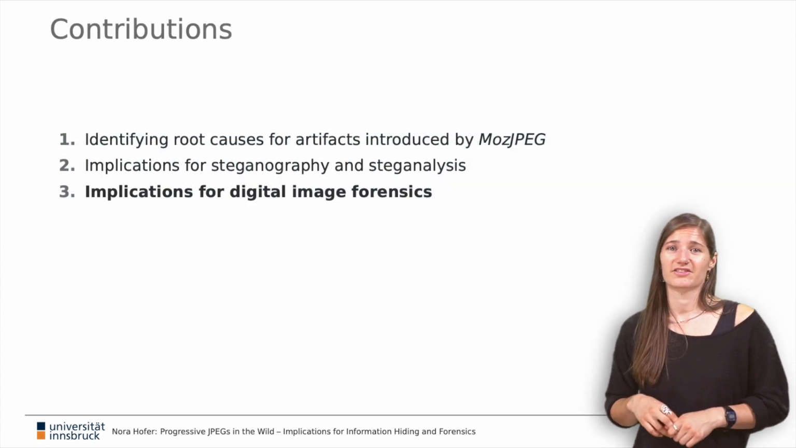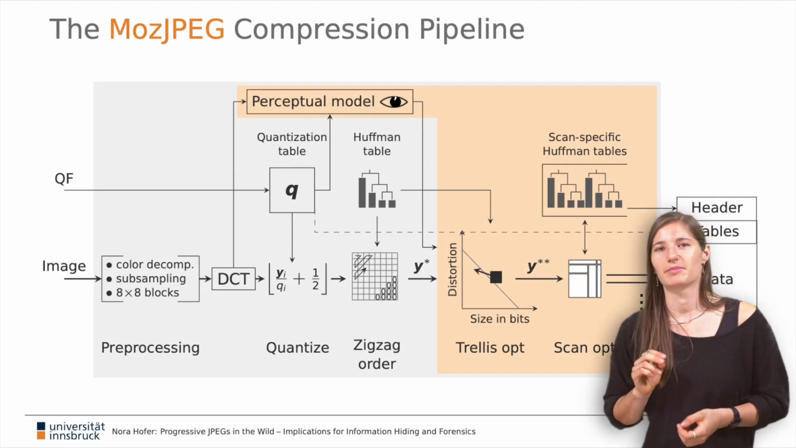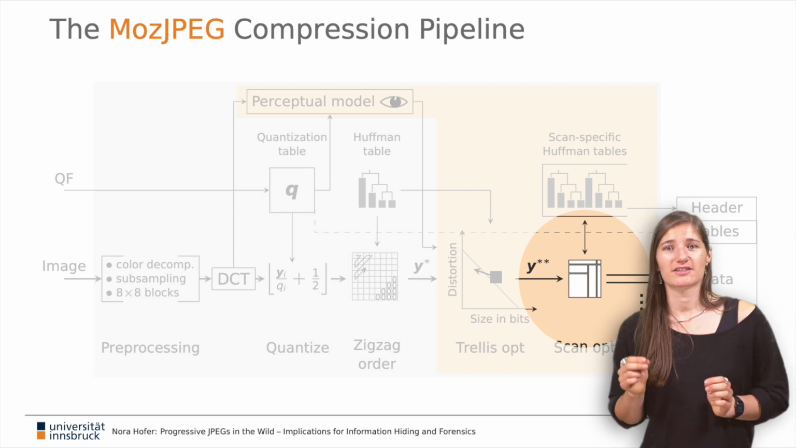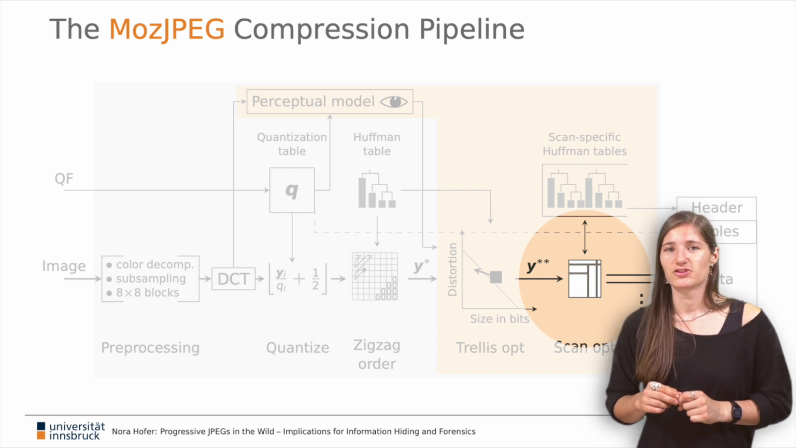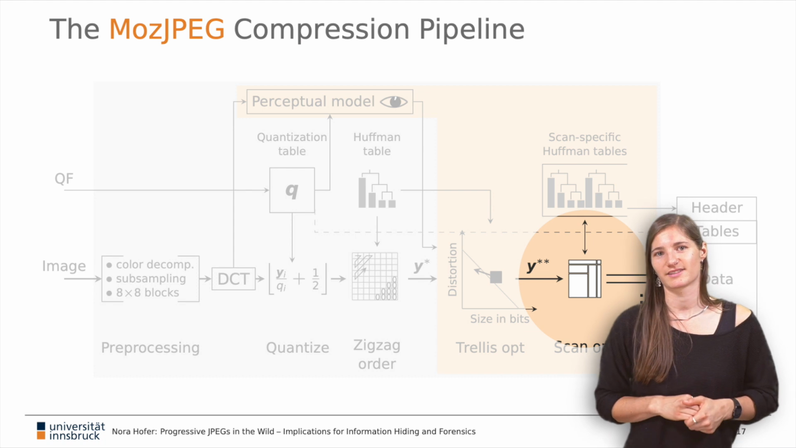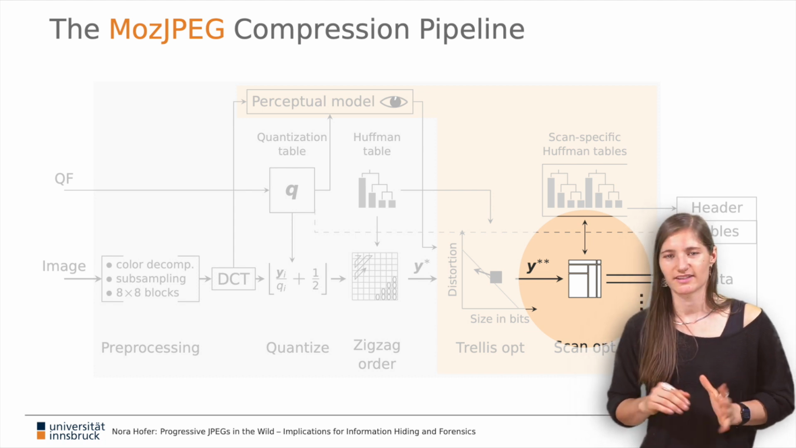Finally, let us turn to digital image forensics. I have mentioned that MozJPEG implements scan script optimization. This procedure searches through about 1,000 different scan script variants to compose the script which produces the shortest output size. Unlike trellis quantization, this optimization does not alter the signal.